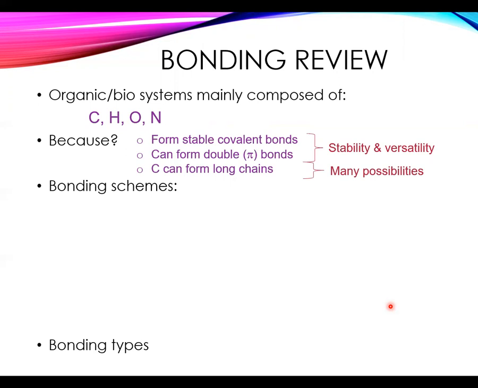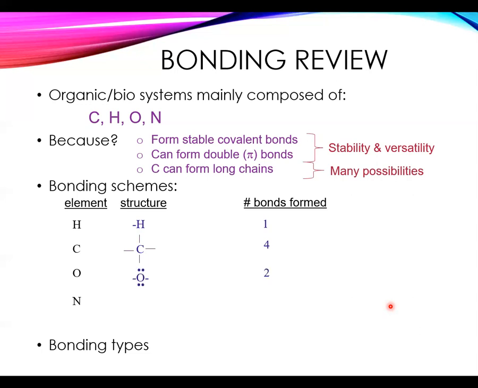Okay, let's review the bonding schemes for these big four elements. So let's stick them here. First off, hydrogen, as you know, will form one covalent bond. Carbon has the ability to form four, right? And these could be multiple bonds, double and triple. We're just showing single here in the structure for simplicity.